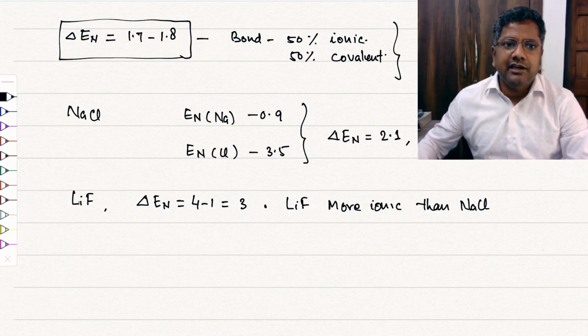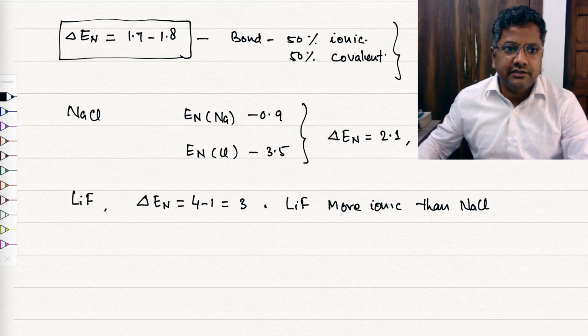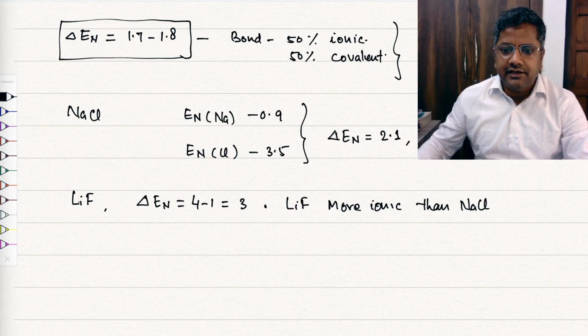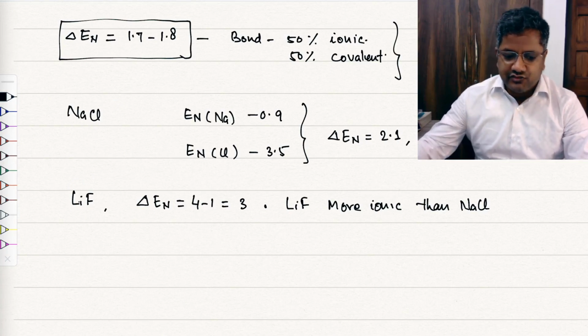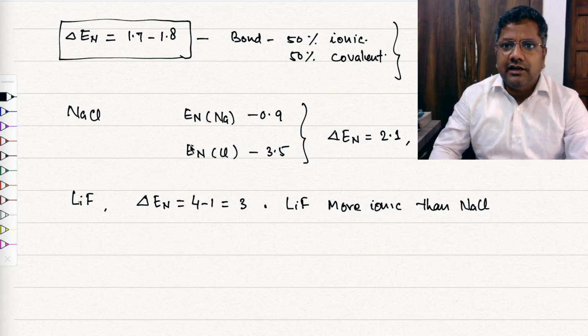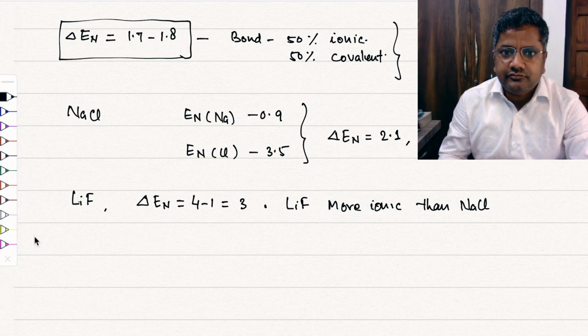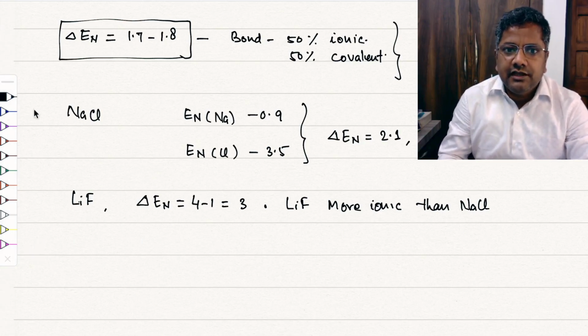So in this way, you can predict the type of bonds present between atoms. So this is the application of electronegativity, right? Now see the ionization energy. The next property I am taking is ionization energy.